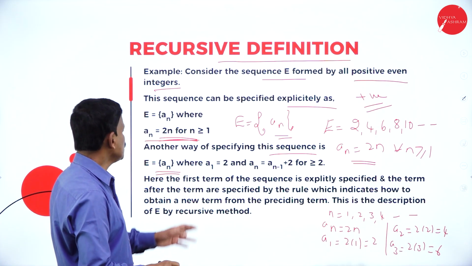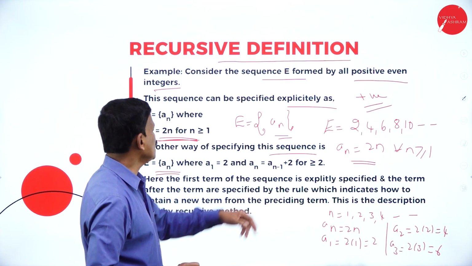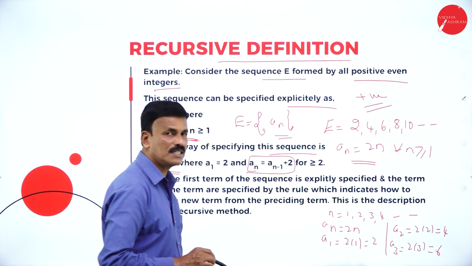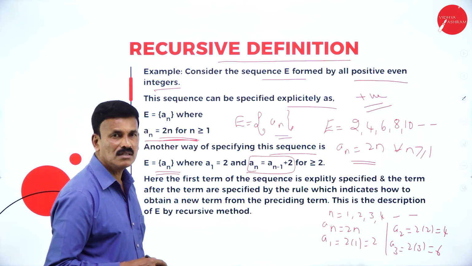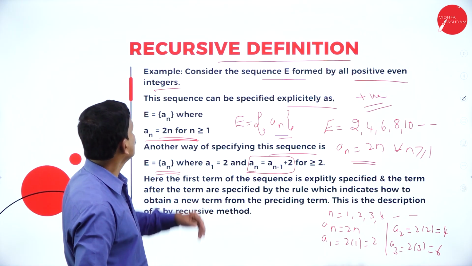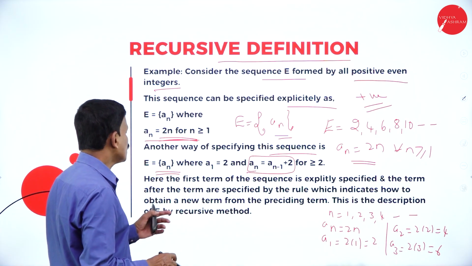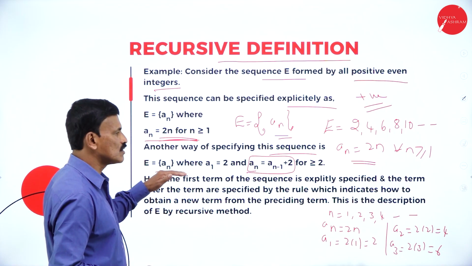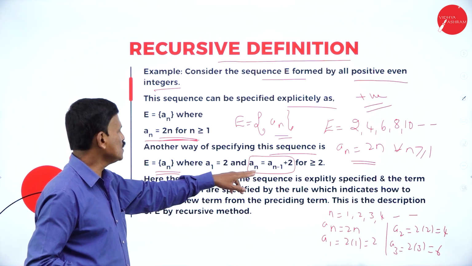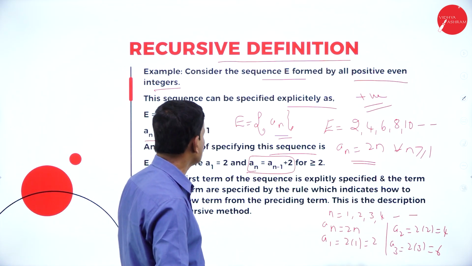So this is another way of specifying this sequence: E is equal to the sequence a_n, where a_1 is equal to 2. The first number a_1 is equal to 2 and a_n is equal to a_(n-1) plus 2 for all n greater than or equal to 2. This is the definition for a recursive relation. So that is another way of representing E: a_n where a_1 is equal to 2 and a_n is equal to a_(n-1) plus 2 for all n greater than or equal to 2.